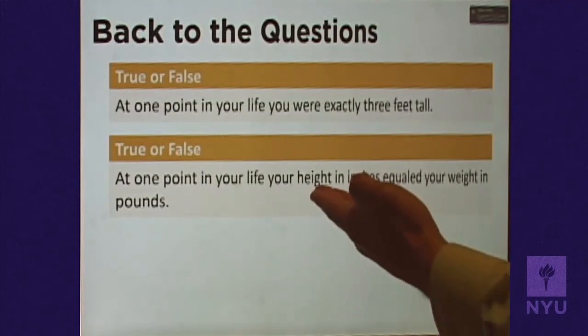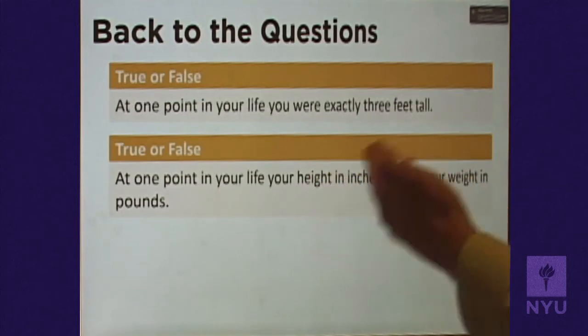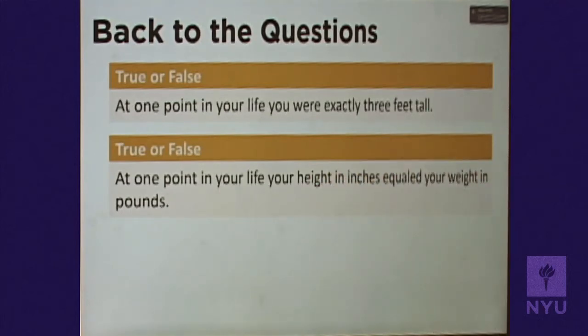One function is your height, which changes over time. The second function is your weight, which also changes over time. To say that your height in inches equaled your weight in pounds is the same thing as saying that there's a point t in time where h of t equals w of t. H for height, w for weight.